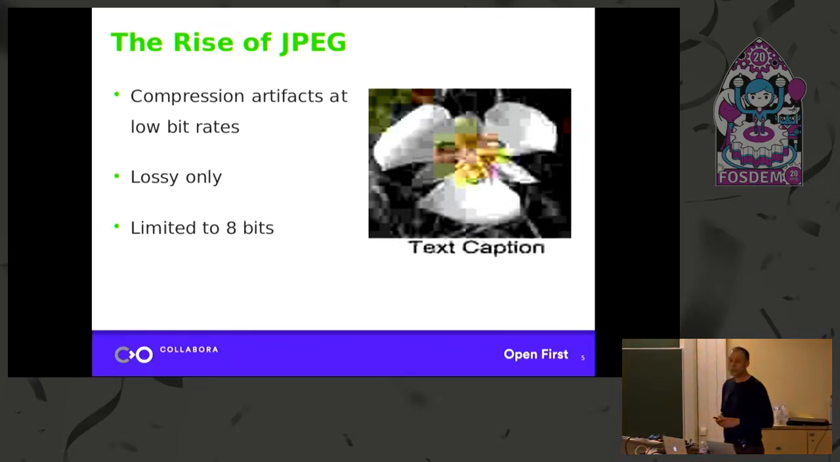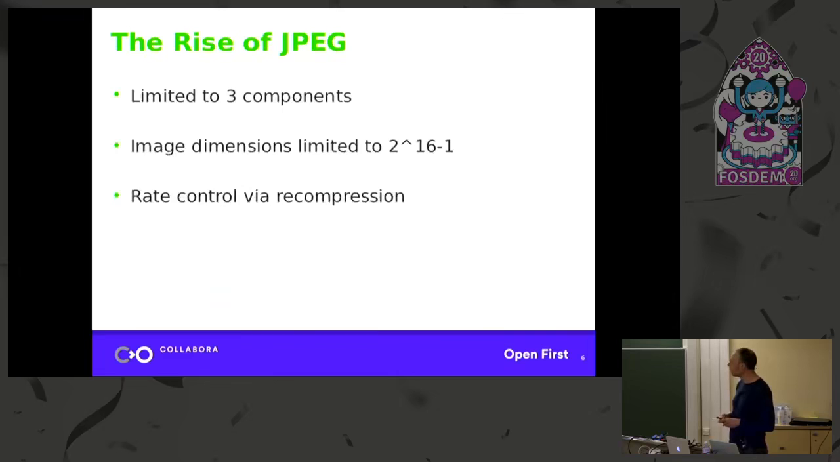Another issue is that it's only lossy. So if you need lossless compression, you can't use JPEG. There's a lossless standard for JPEG, but nobody really uses it, and it's a completely different codec framework, which isn't ideal. We're also limited to 8 bits. So if you wanted to do medical or remote sensing, you can't use JPEG for that. More limitations are you can only use 3 components. There are limits on the dimensions of the image to 16-bit.